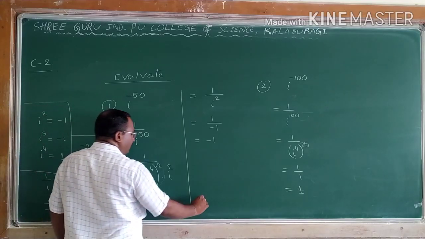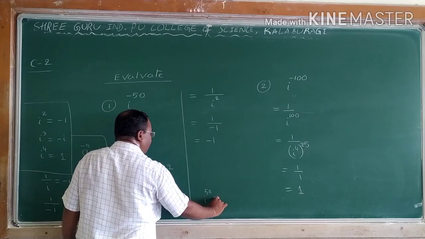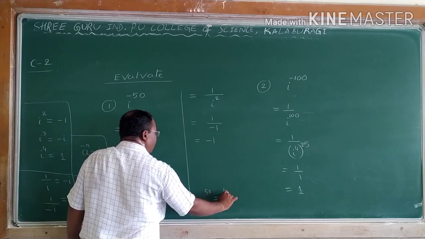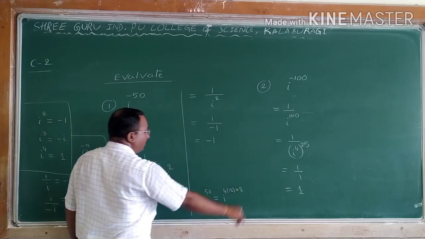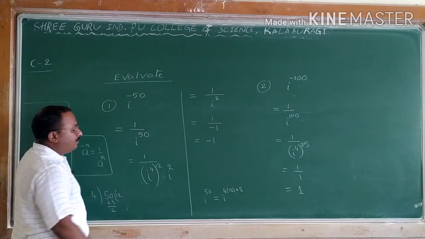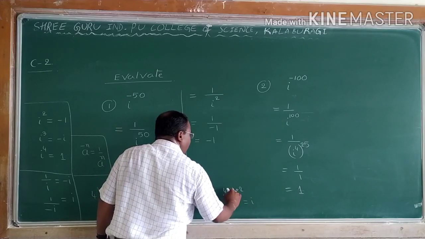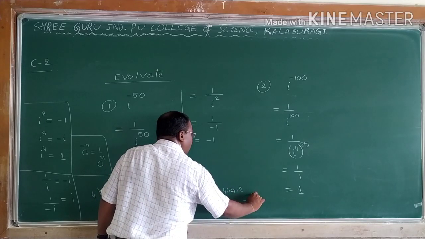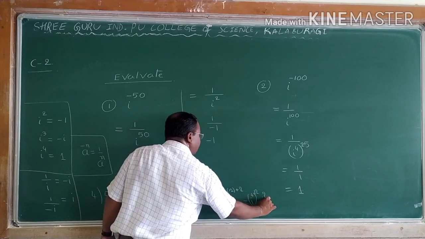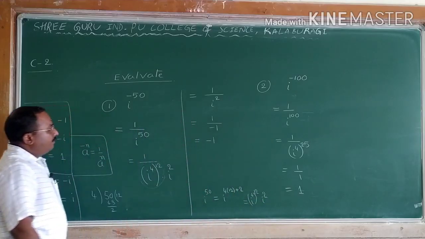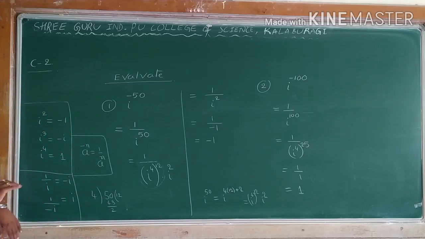Otherwise, here i power 50 can be written in another form, i power 4m plus r. 48 plus 2. By the law of indices, this can be written as i power 4 into 12, into i square. By the law of indices, 4 into 12, here 4 whole power 12.